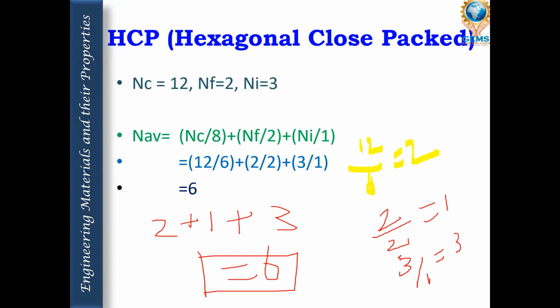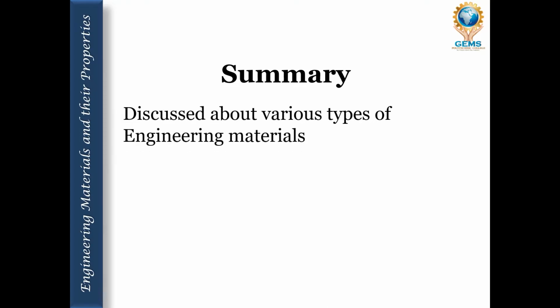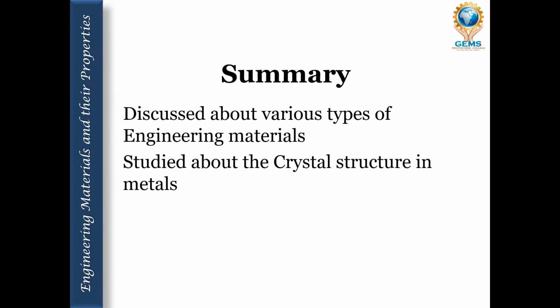Understood? So with this we have come to the conclusion. We discussed the various types of engineering materials, and we also studied the crystal structure of metals. I hope you understand the different types of crystal structures that are available in metals. We discussed the body centered cubic, face centered cubic, and hexagonal close packed. Okay.